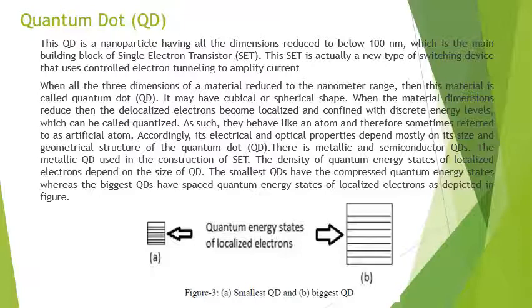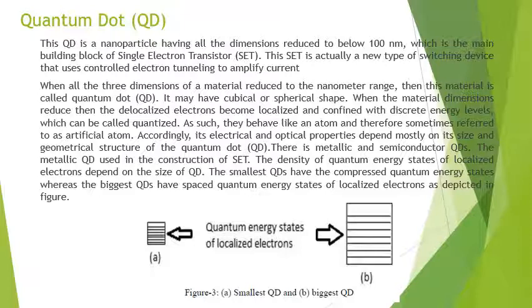Meaning, whatever the material is, when it gets reduced in size to the nanometer range, then the electrons present in that material, which were delocalized, become localized, and the energy levels are discrete, and that's why we can say that the electrons are quantized, right? As such they behave like an atom, and therefore are sometimes referred to as artificial atoms. When the material gets reduced, then its properties change, right? That's why its electrical and optical properties depend mostly on the size and geometrical structure of the quantum dot. So the quantum dot is very important here to study the single electron transistor, because when the material gets reduced, the electrical and optical properties change, right? And that depends on the size and geometrical structure of the quantum dot only.